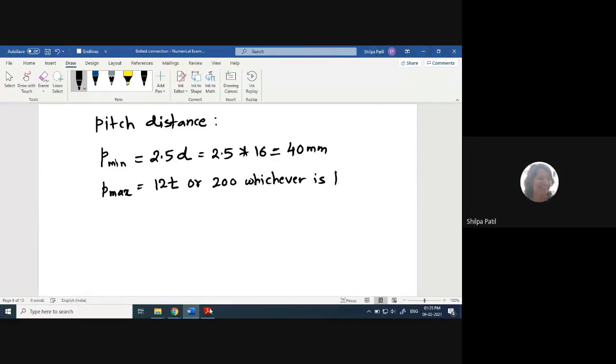Whichever is less. So let us find out 12T. 12T is 96 mm, or 200. So our value is 96. So the maximum pitch is 96. So the range for pitch value is from 40 mm to 96. Any value we can adopt in between these two.